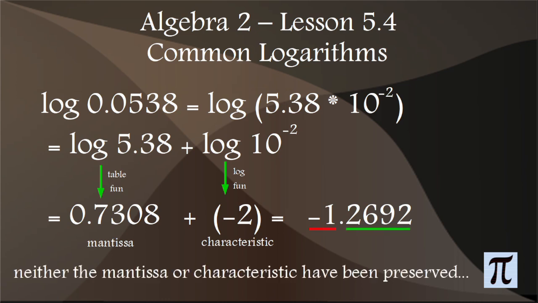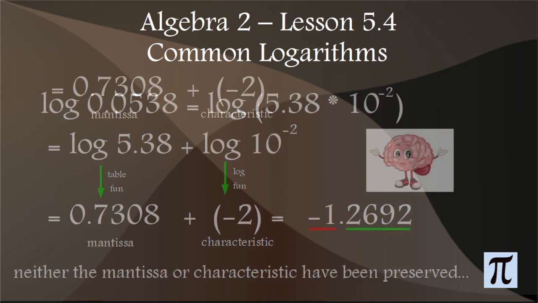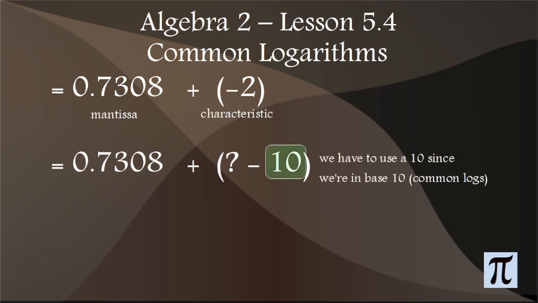But neither the mantissa nor the characteristic has been preserved. So what do we do about that? Well, there are two options. The first is to leave it separated like this with some brackets, where the mantissa is left alone and the characteristic is a negative number. This is how I would recommend going forward. However, some math books have a different proposal. Because we're in base 10, we need to think of that -2 as some other value minus 10.